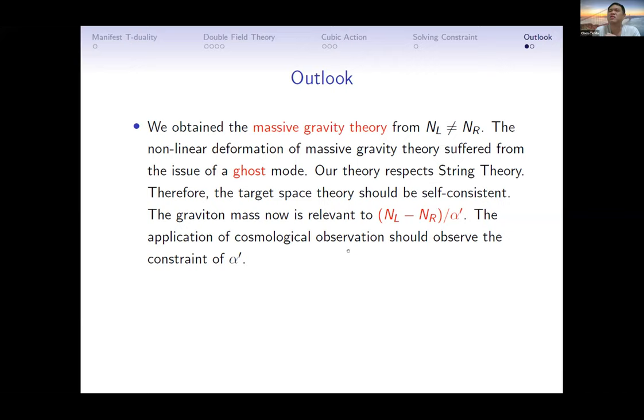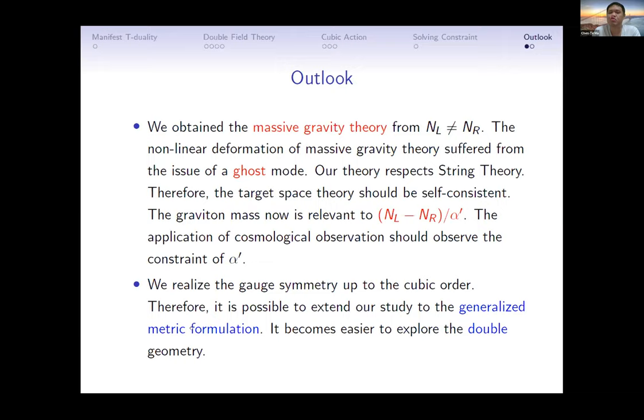Also, we realize that the gauge symmetry operator could be older. Therefore, it's possible to extend our study to the generalized metric formulation, or a more complete theory. Because our study is just at the Fourier field level, it's hard to see the geometry. So if we can do the extension, it should be interesting because it's easier to explore the double geometry.